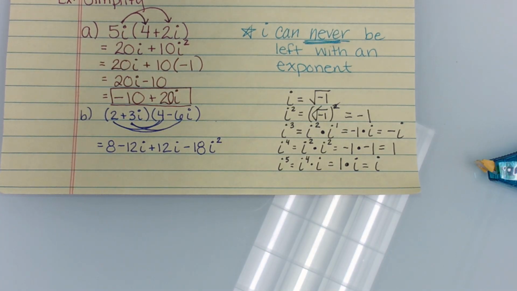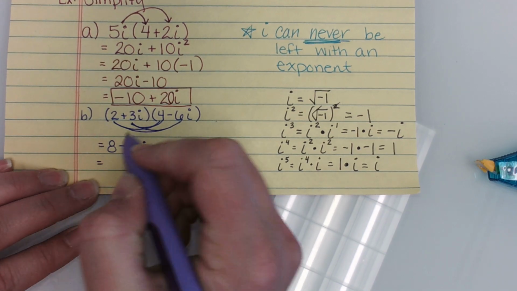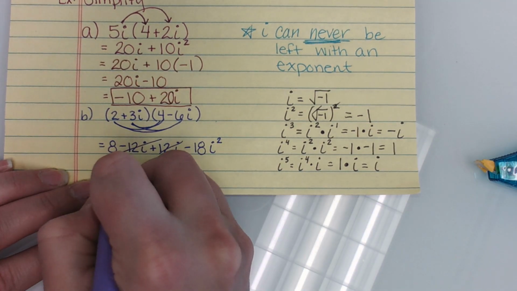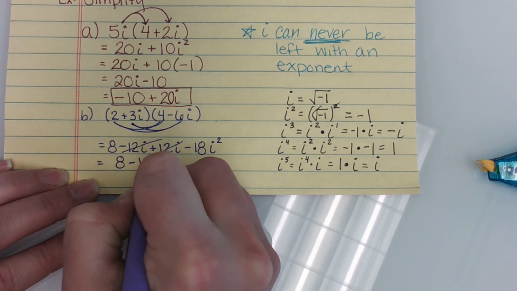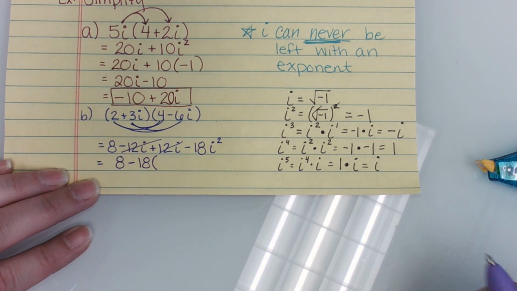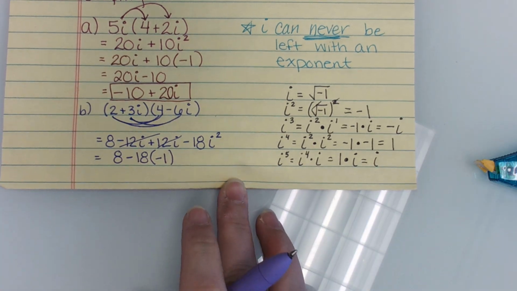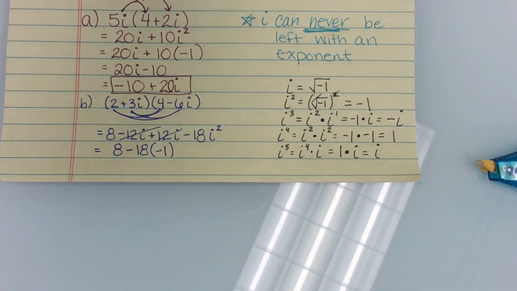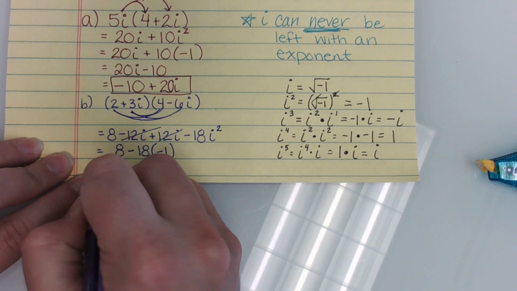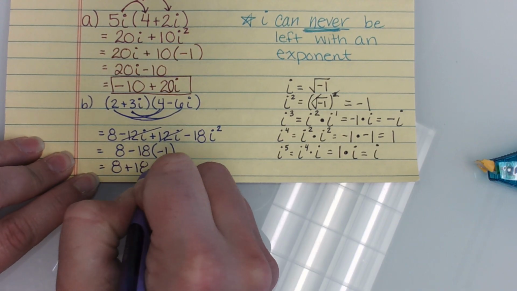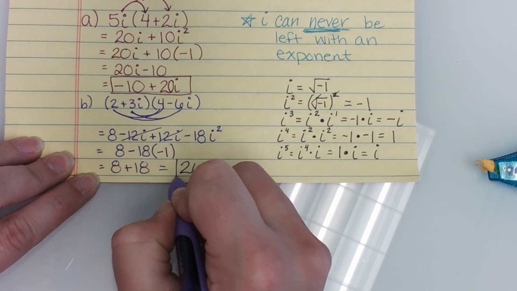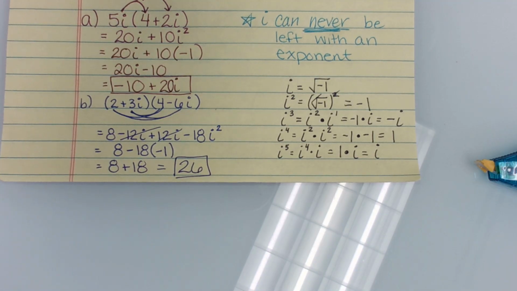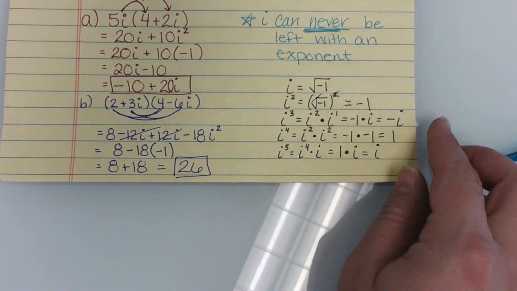Traditionally, at this point, we just combine like terms. But there's one further thing you have to do because it is imaginary. i to a power cannot stay. Those cancel out when I combine like terms. I get 8 minus 18, and i squared becomes negative 1. Well, that's like 8 plus 18, which is 26. Multiplying imaginary numbers will not always stay imaginary. Sometimes it can turn into real.